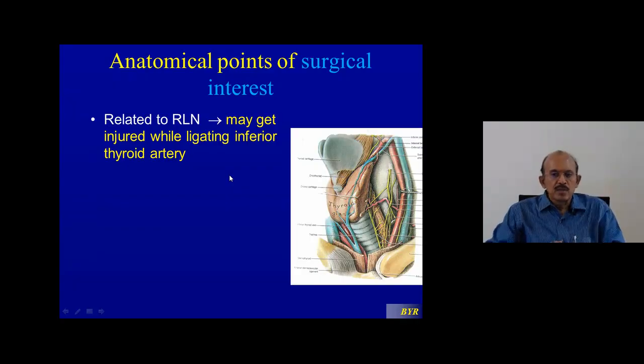Tell me those 3 places where recurrent laryngeal nerve is closely related to the thyroid gland. Already I told you, it is related to the thyroid gland at 3 places. And at these 3 places, it is in danger. What are these 3 places?